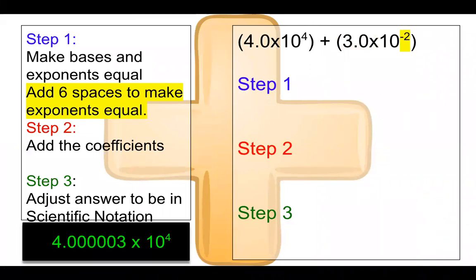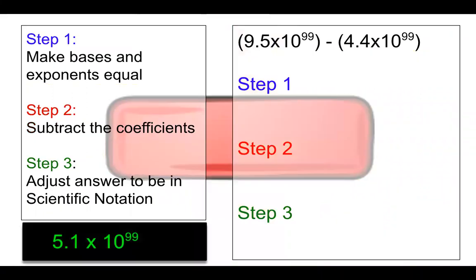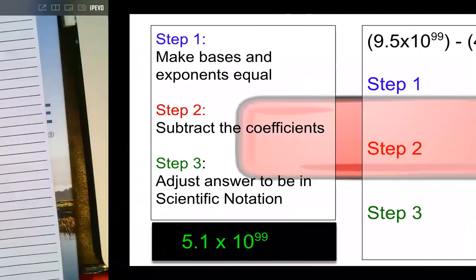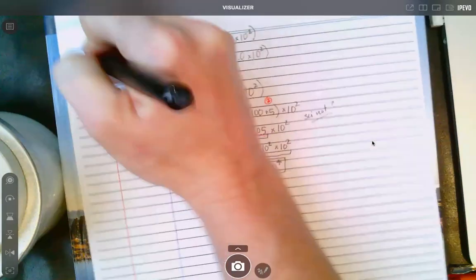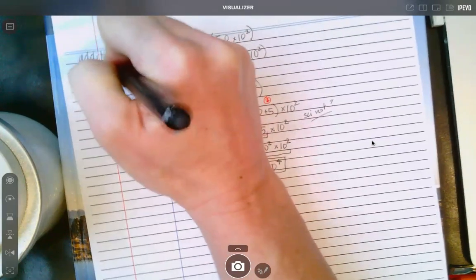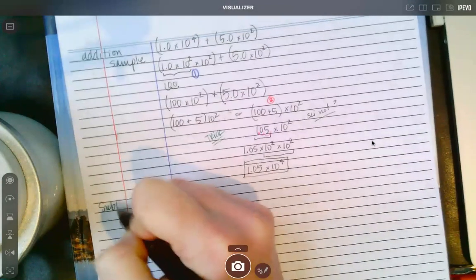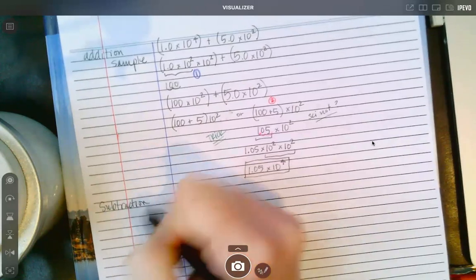I'm going to actually go in for subtraction. The problem is very much the same. All right. So in this problem, here we have our addition. So this was an addition sample. And I'm going to have a subtraction sample.